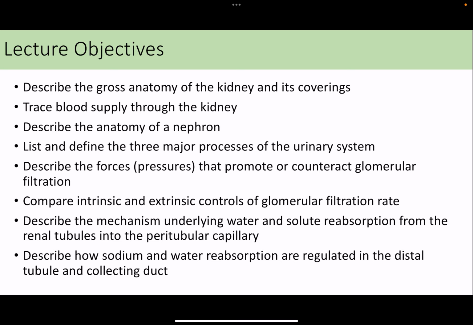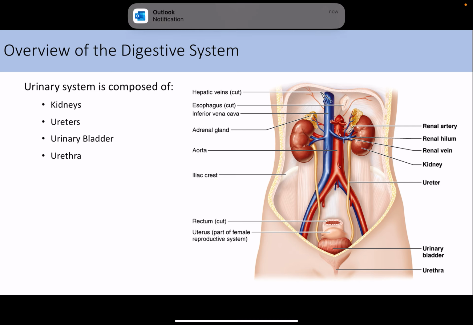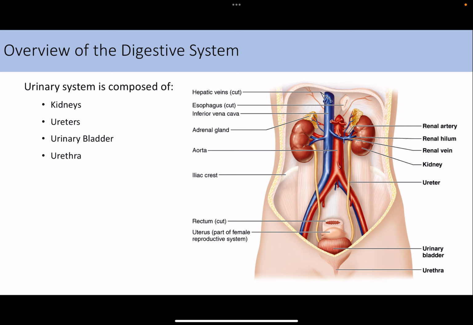So for the urinary system, you're actually going to have two trace-a-drop pathways, one for blood and then one for filtrate/urine. So your urinary system is composed of your kidneys, which are going to do all the filtering and reabsorbing and secretion. And then after urine is made, they're going to travel down the ureters to the urinary bladder to be stored, and then out the urethra.